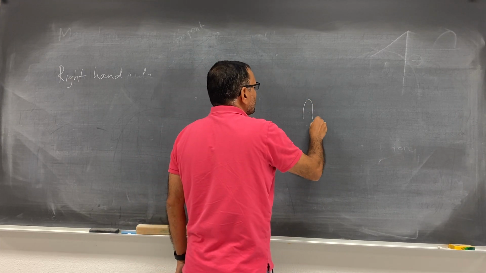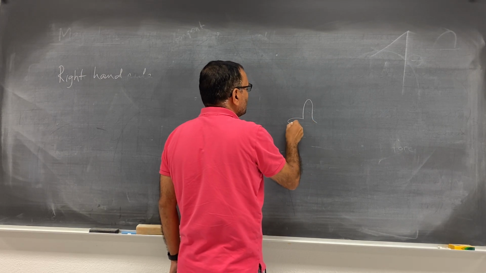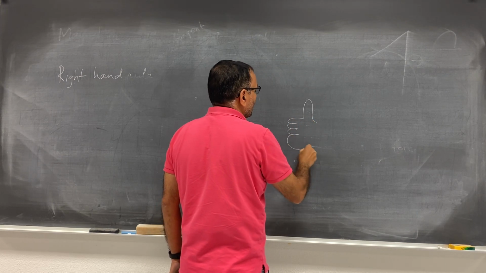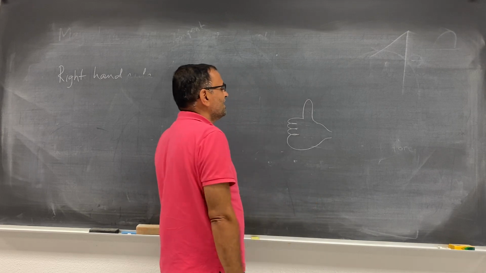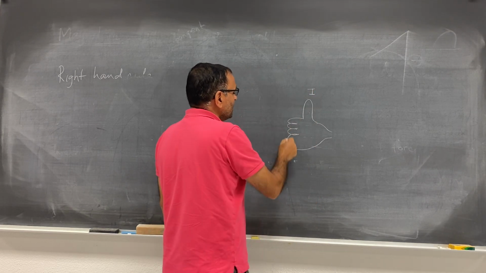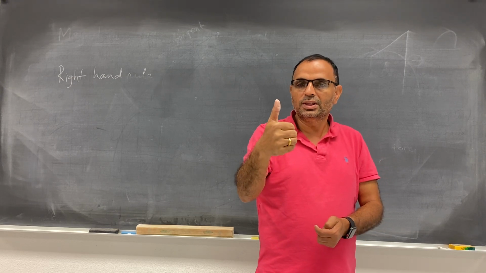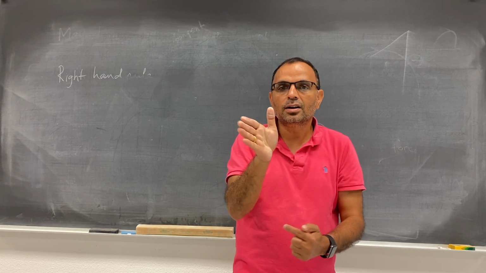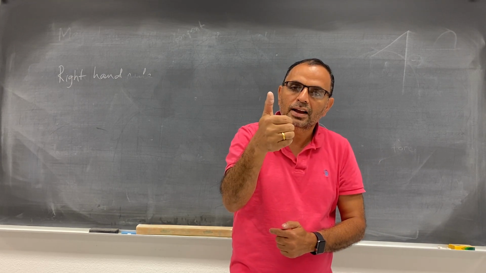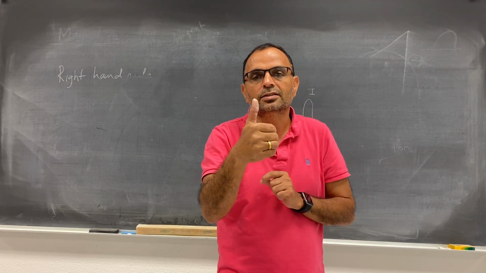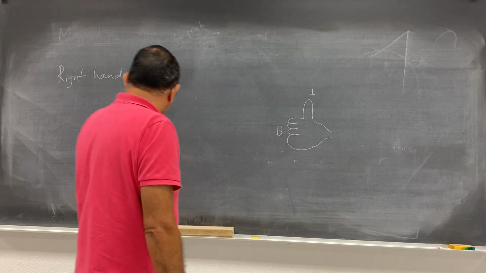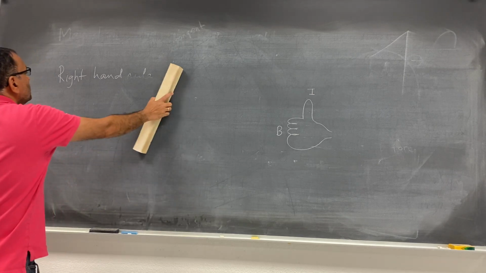If you draw this way, something like this. Okay, here this is your current, this is your magnetic field. This one, you need to know. The curl of the fingers gives you the magnetic field, and the thumb is in the direction of current. Okay, so this is about the right hand rule.